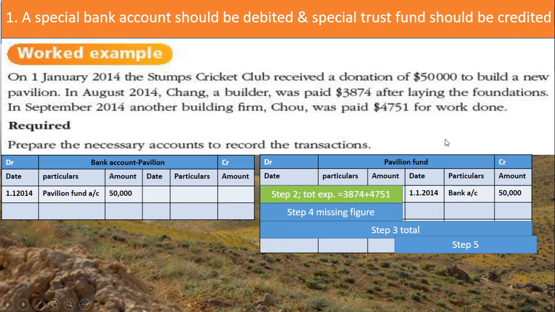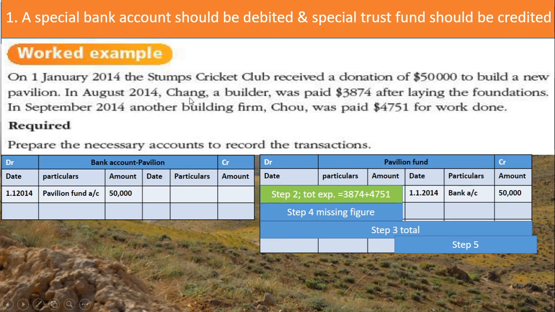The second step is that the donation received, 50,000, should be used only for building the pavilion. So during the year, if there are any expenditures incurred to make the pavilion, they should be debited to the pavilion fund account. So here you can read the question.